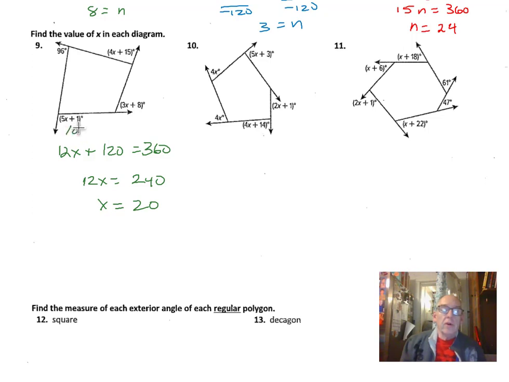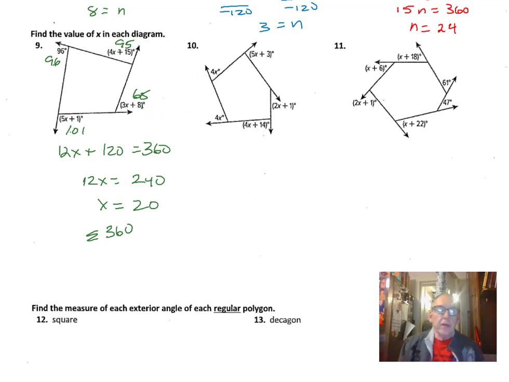So if x is 20, we have a 101-degree angle there. We have a 68-degree angle there. We have a 95-degree angle there. And we got our 96-degree angle there. All together, these should add up to 360 degrees.